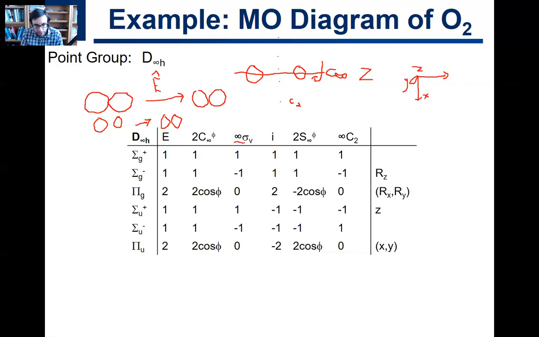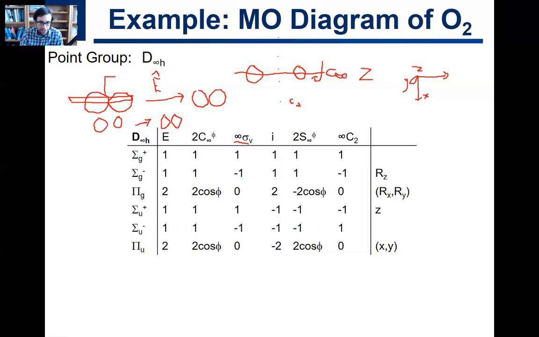So sigma infinity V, if we do one of the mirror planes here, that's going to be in the plane, right? That's not going to do anything. It's going to take white to white or light shaded to light shaded. That's not going to do anything. So we're going to get back the same picture. And all these, it turns out you're going to get back the same picture, okay?